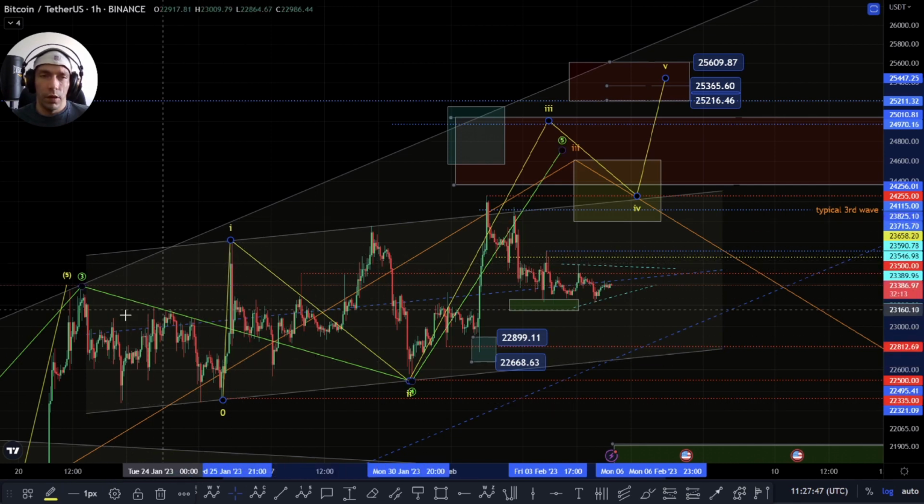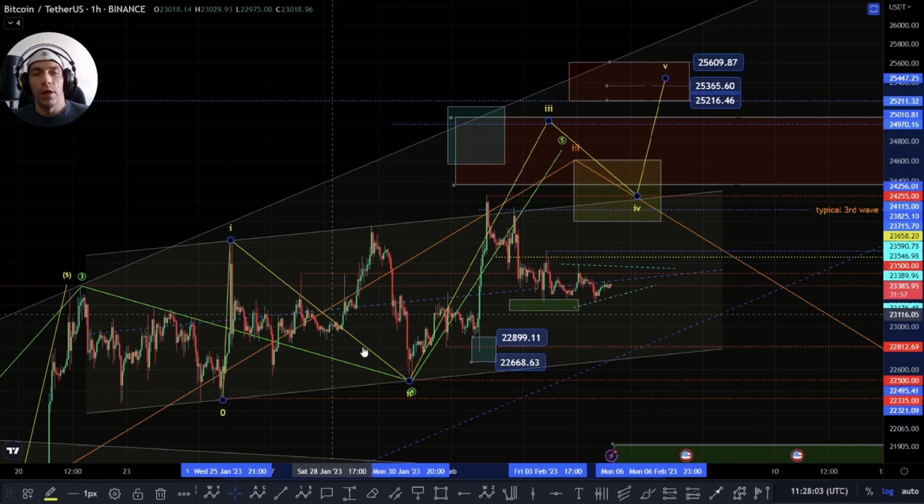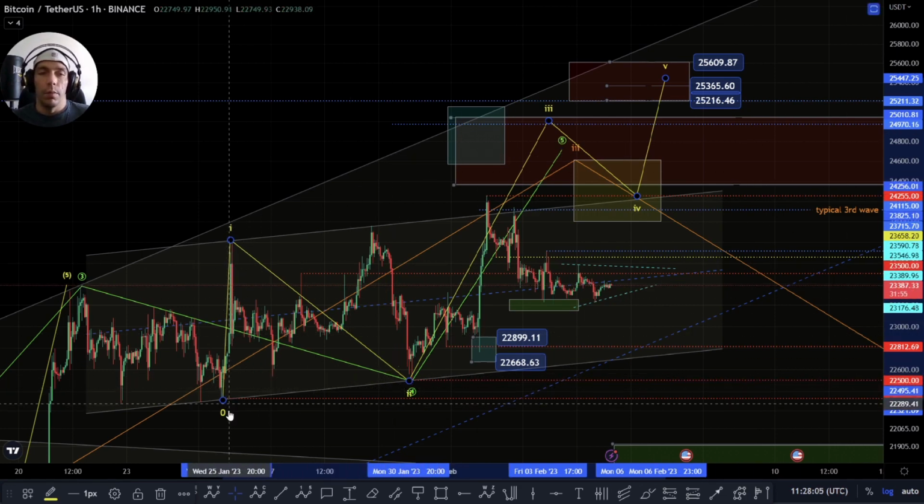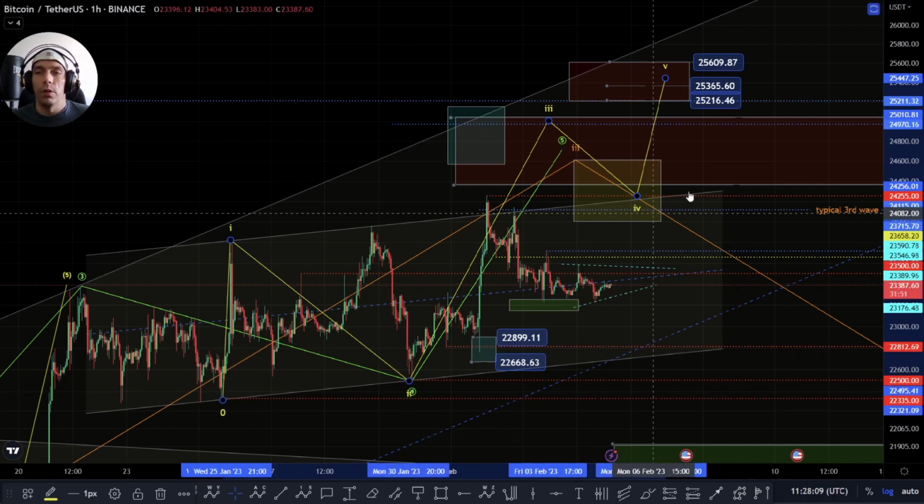So we need to bear in mind that it could actually complete further back here, and then we get something like this as a 1 with a flat for 2, and then a series of 1s and 2s looking to push this move quite a lot higher. Confirmation, well, I wouldn't say confirmation, but increasing the possibility of this comes by pushing above this 24,790.